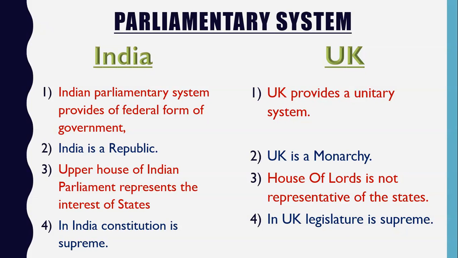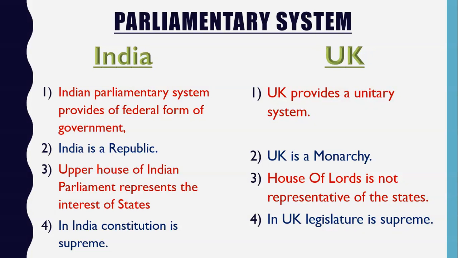Now what is federal form of government? Federal form of government means two levels of government, one government at central level and one government at state level, and both the governments are equally powerful. None is subordinate to the other. Both have equal powers, and there is a clear cut demarcation of powers between the central government and state government. So we can see in India there is a government at central level and governments at state level, and there is a division of power between them. I have also explained it to you in the previous classes.